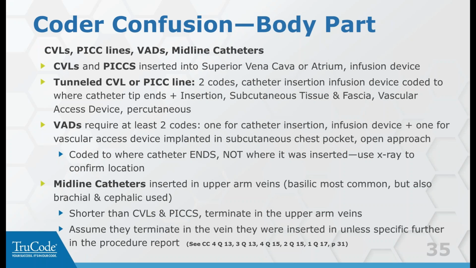page 31. And the other thing that I wanted to also talk about briefly is the midline catheters. Those are inserted in the veins of the upper arms, like the basilic or the brachial and cephalic. They're much shorter than a CVL or a PICC line, and they terminate typically in the same vein that they insert them into. So if you don't have anything in your documentation to state otherwise, midline catheters are supposed to be coded to the site of insertion. And again, there's several Coding Clinic references that you can look at for that as well.